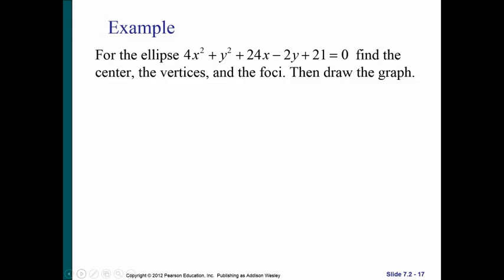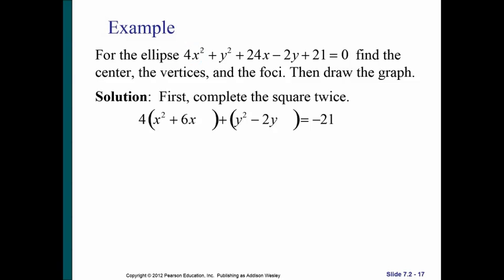Let's graph this ellipse and find out everything we can about it. We're going to have to complete the square twice, just like we did before. So let's begin with the x's. You take the 4x squared and the 24x, put them together, and then factor out a 4. And then you take the y squared and the -2y, and put them together. And then you take the 21 and kick it over to the left.